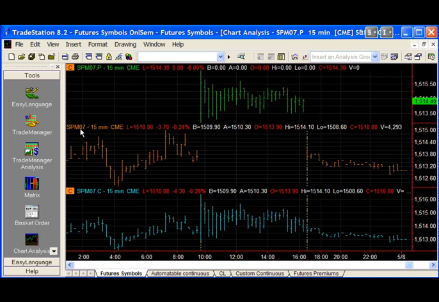Here's the electronic, SPM07, no extension. So this would be up until the early morning PIT, and then the resumption of electronic trading late afternoon. And .C, which is the composite contract, you'll see all of those combined into one data set.